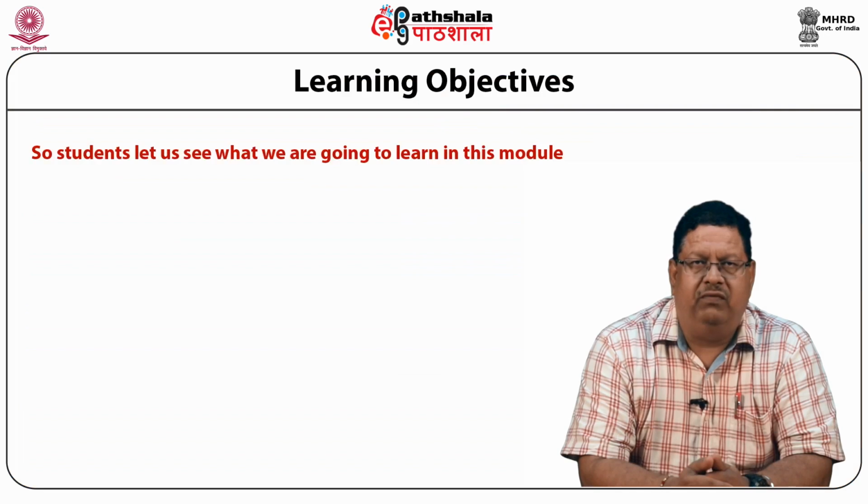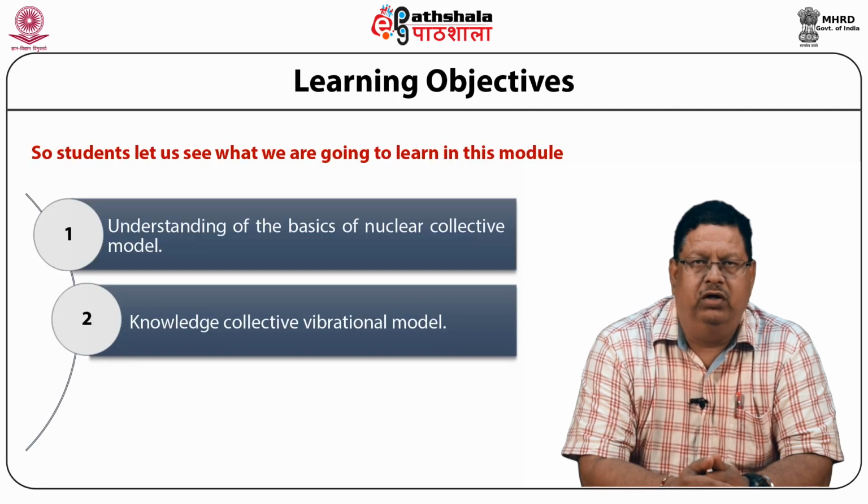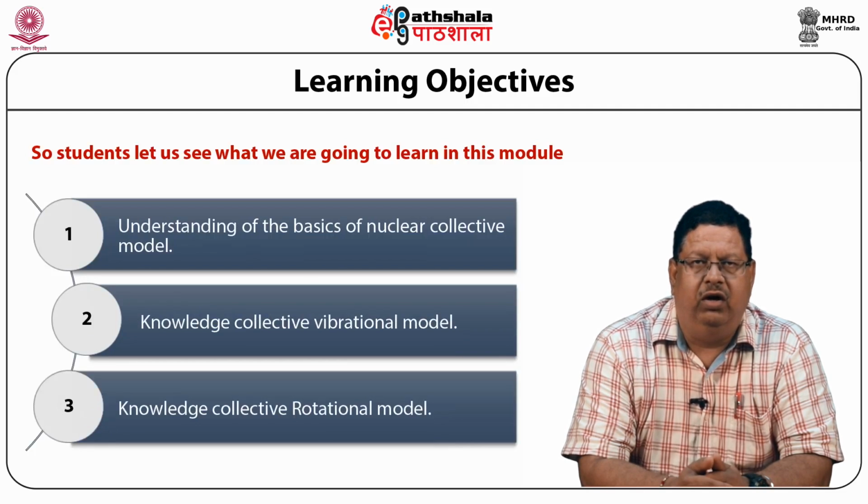Today we are going to discuss the module Nuclear Models Part 9 from the paper Nuclear and Particle Physics. After studying this module, you will be able to understand: number 1, the basics of the nuclear collective model; number 2, knowledge of the collective vibrational model; number 3, knowledge of the collective rotational model.